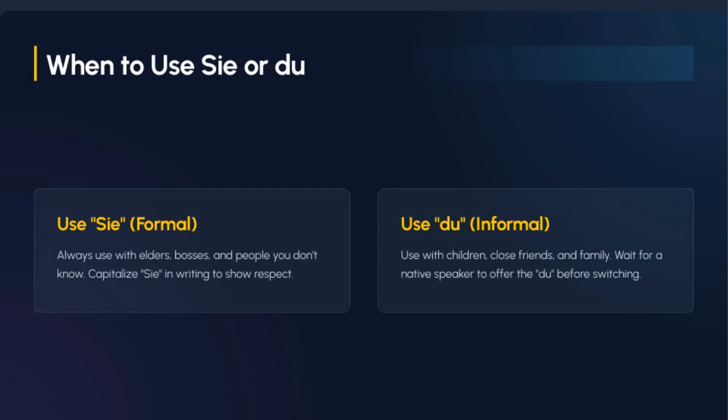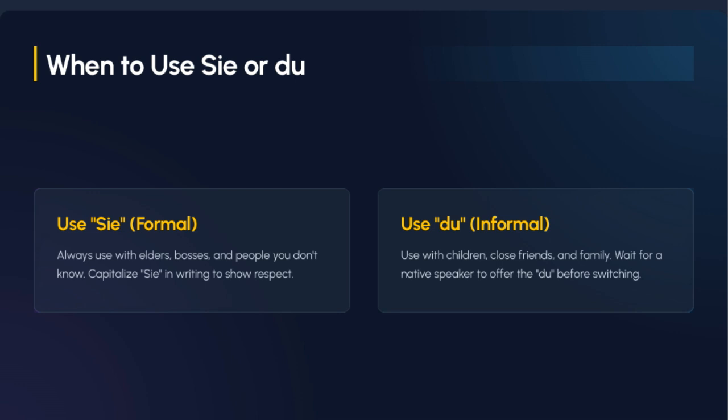Now, let's talk about when to use du and Sie in German. It's really important to choose the right form to show respect and build good relationships. Use du when you're with children, close friends, and family. It's informal, friendly, and makes the conversation more personal. But before switching to du, always wait for a native speaker or the other person to offer it first.